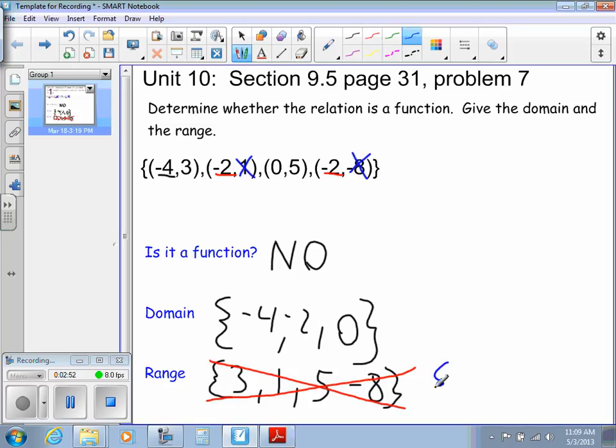So again, I'm going to use set notation. And what's the smallest one? It would be -8. Next smallest is going to be 1, and then 3, and then 5. And then again, I use my set notation.